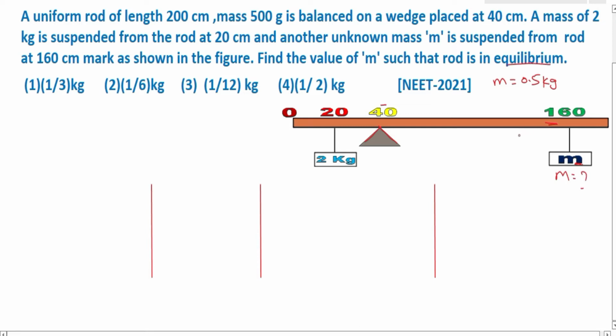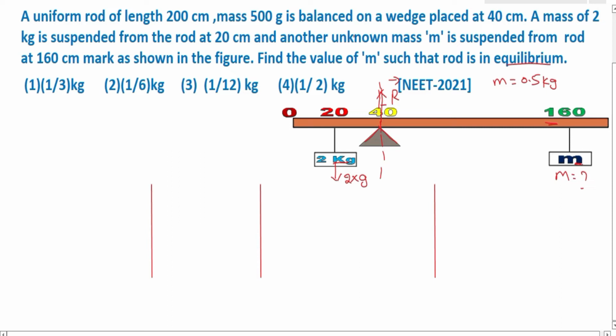Now let us first try to identify the forces. Here a 2 kg mass is there. That means the weight of this 2 kg mass will act in downward direction, that is mg, so that force will be 2 into acceleration due to gravity, 2g. Next, let me draw an axis about this fulcrum. This is an axis that is perpendicular to the rod and passing through the fulcrum. At this point the normal reaction R will act along the axis.